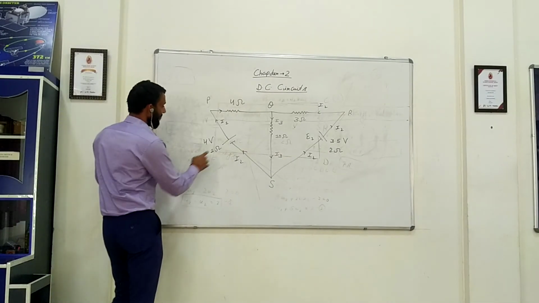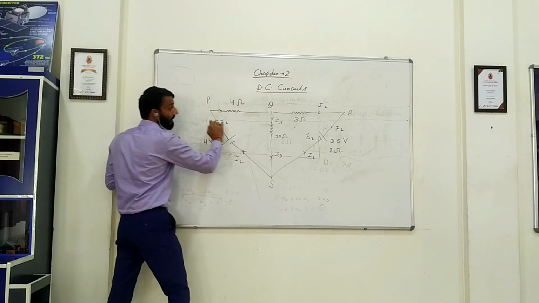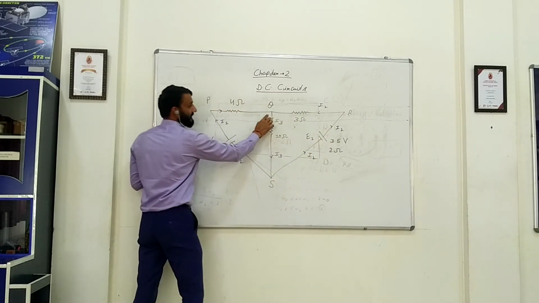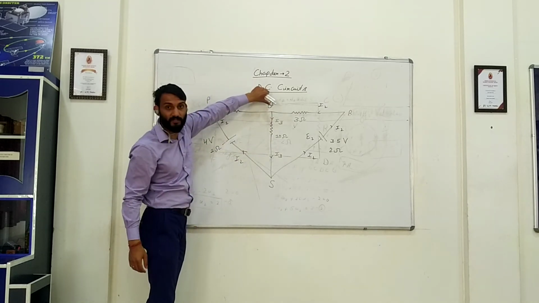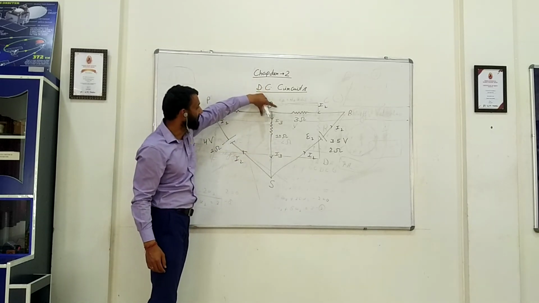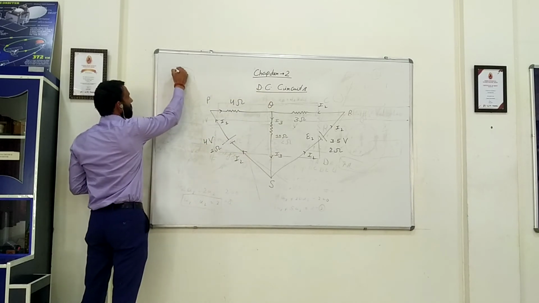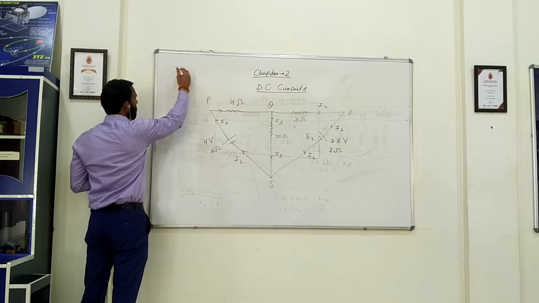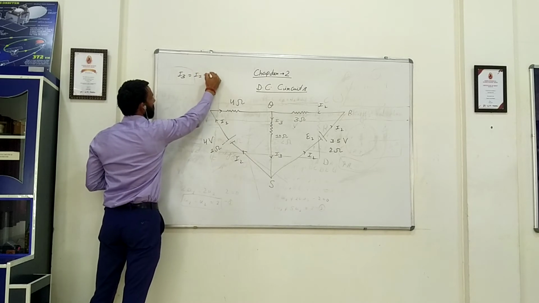As you can see, this is the I1 current coming out of this, and I2 is the current coming out of this cell. This is the junction where these two currents are meeting, and then after combining these two, I3 is going. So it means I3 is equal to I1 plus I2, right?